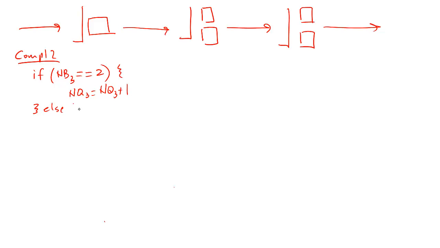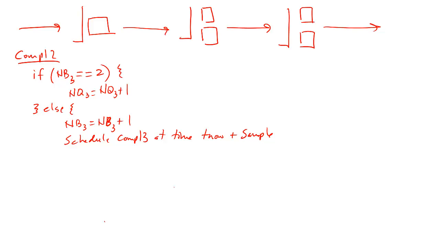Otherwise, if we get into the else, that means at least one of these two servers is idle. So we are going to increment the number busy: NB3 equals NB3 plus 1, and then schedule the subsequent completion event. So schedule completion 3 at time t now plus sample, where we're sampling the processing time for the checkout process.